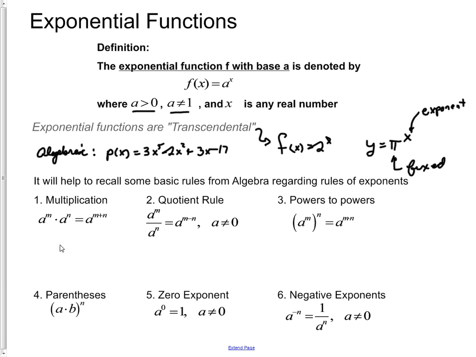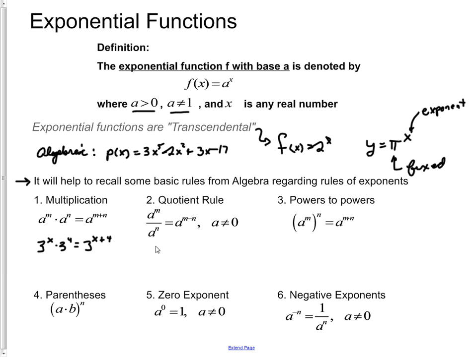Let's get ourselves ready for this, and recall there are some basic rules from algebra that govern the way that we use exponents. We have a multiplication rule that says if we have the same base and we're multiplying, we add our exponents. An example of this might be if I took 3 to the x and multiplied that by 3 to the fourth, it would be exactly the same as saying 3 to the x plus fourth power. We simply add those exponents.